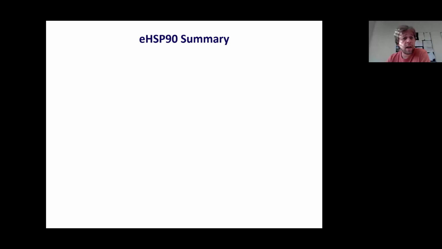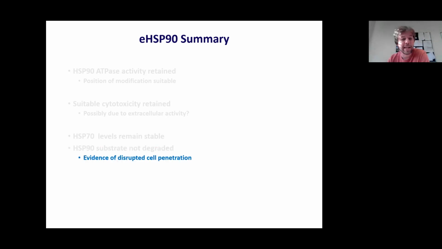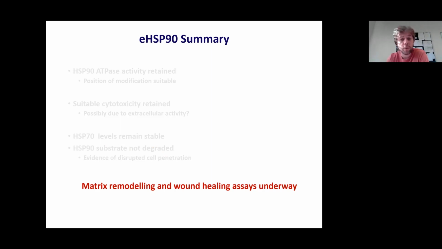So together, our data showed that ATPase activity was retained, so our position of modification was suitable. Suitable cytotoxicity was retained. This is possibly due to extracellular activity, but that's not confirmed yet. HSP70 levels remain stable. HSP90 substrate was not degraded, which together are strong indications that this compound was not entering the cellular environment. And of course, we don't know if this is going to mean anything yet, so we currently are looking at a matrix remodeling and wound healing assay, which is currently underway, and this will give us more of an indication whether exclusively targeting the extracellular environment has any translatable effect on cancer biology. So that's where that project is currently.